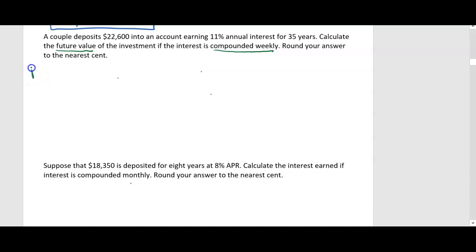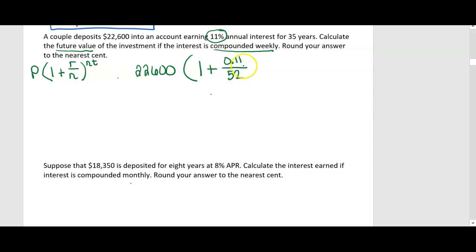So again, I'm going to put that formula over here to the side. R over N to the NT power. Okay, so our principal is 22,600, parentheses 1 plus. Our rate is 11%, so as a decimal, that's 0.11, divided by N, how many times I'm being compounded. That's weekly. We discussed previously there are 52 weeks in a year, to the 52 times our time, which is 35 years.